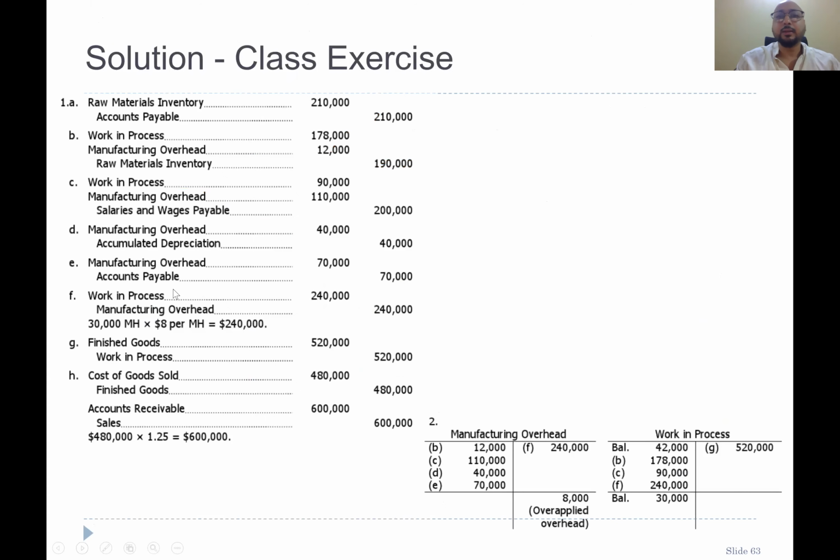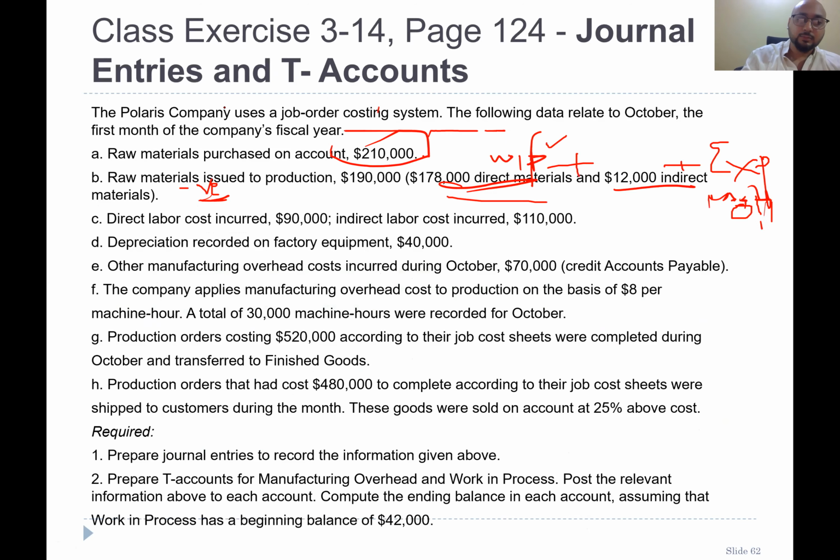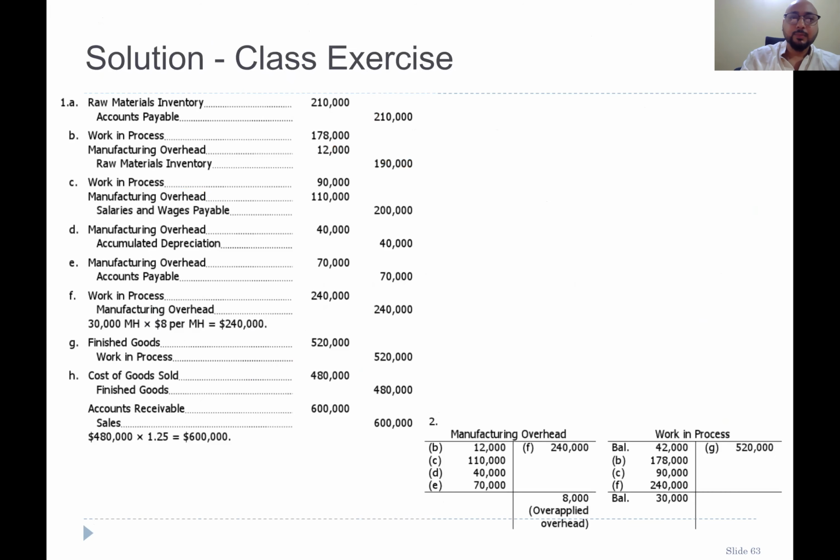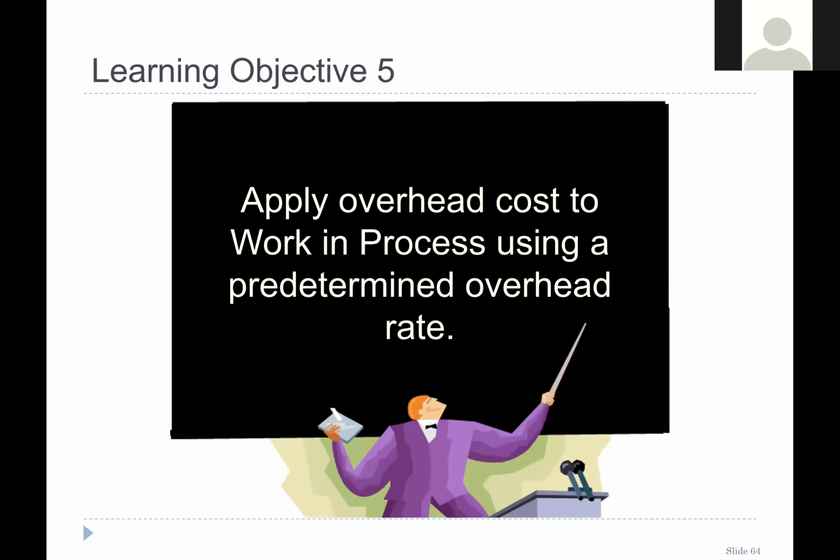Here we go, let's see that. Understand? Raw material to accounts payable, and then work in progress. The question mentioned 178,000, and then manufacturing overhead 12,000. Here we go, 190,000, right? Chandra, Christine. Yeah, get it.